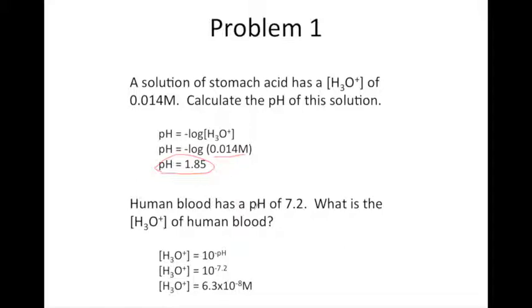Human blood has a pH of 7.2. What's the hydronium ion concentration? So here we would take 10 to the negative pH, since our pH is 7.2, 10 to the negative 7.2. And if we solve that correctly, we should get a hydronium ion concentration of 6.3 times 10 to the minus 8. That's a concentration, so please include units of molarity. pH does not have units. However, concentrations do have units of molarity. So please be aware of the units there.